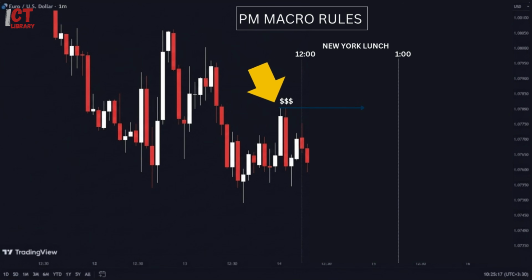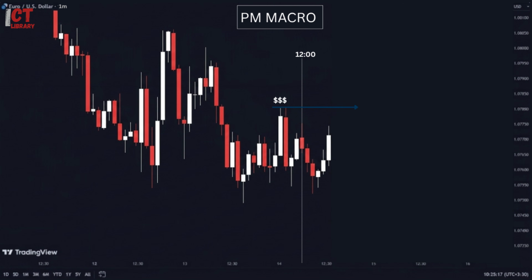Focus on these highs that formed during lunch and just before it. This was the buy-side liquidity pool, or the short-term high. So at 1 o'clock, the algorithm reprices and drives price upward to sweep those stops sitting above the buy side. During lunch, notice how they took out those stops right here.